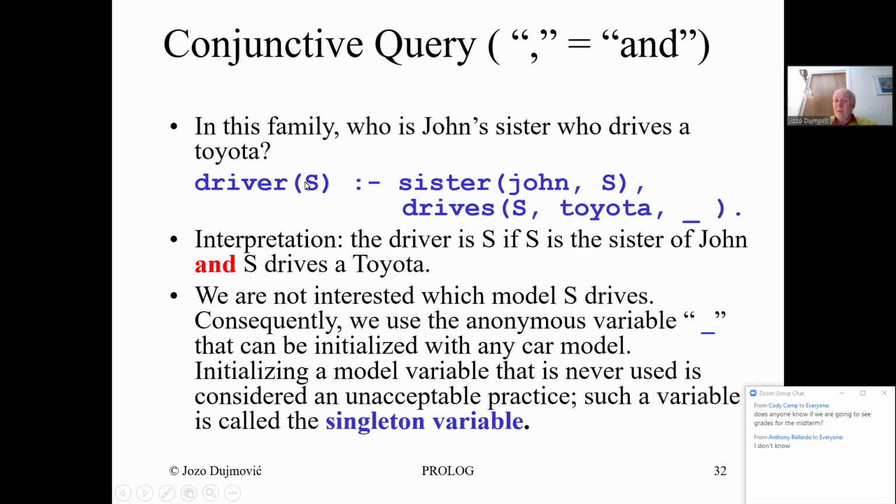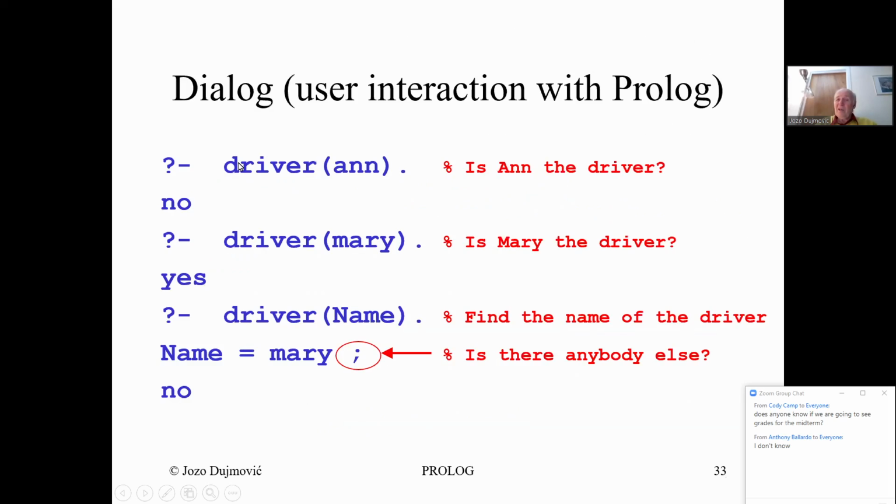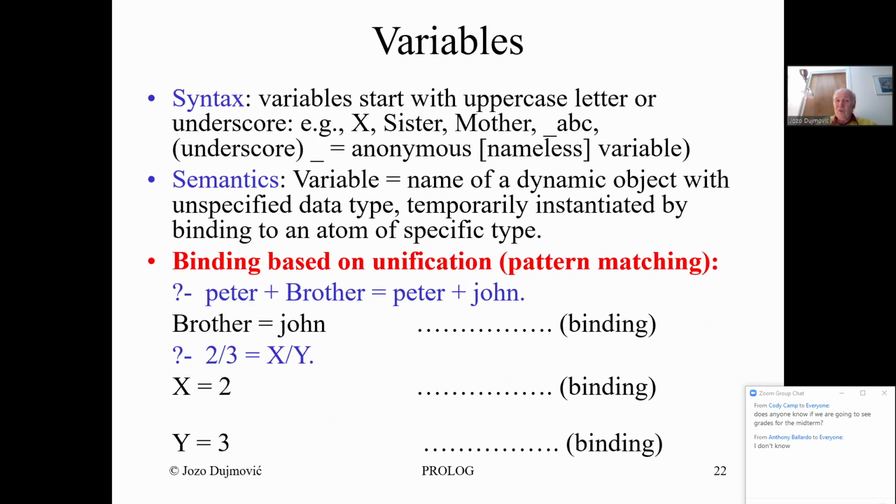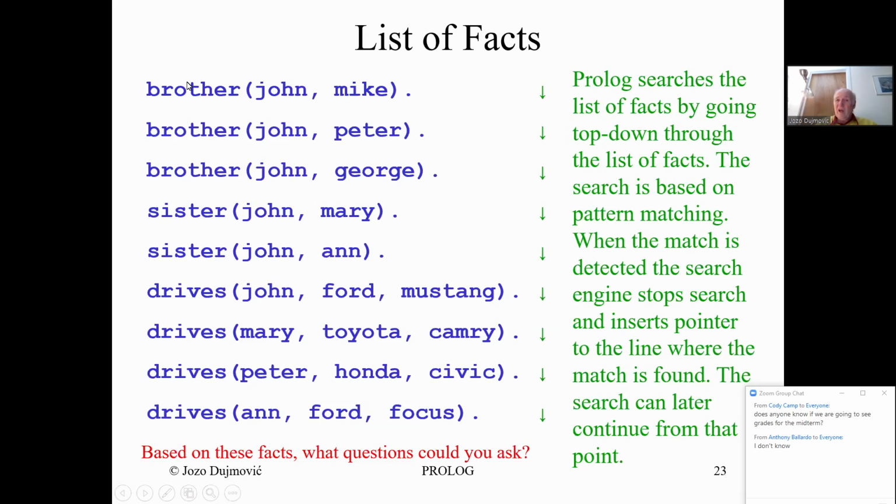So what you can say is, is N a driver who is sister of John and drives Toyota. And then how is this going to work? Well, it is going to go first looking whether N is sister of John. So here we have brother, brother, brother, brother. We skip that. Come to sister. Sister of John is Mary. This fails. Sister of John is N. Yes, this succeeds. So we succeeded with sister of John is N.